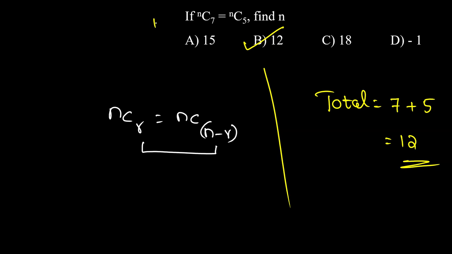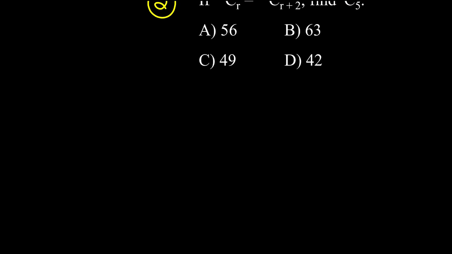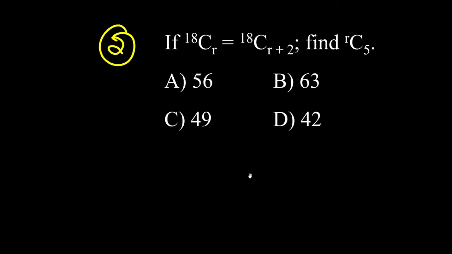Just we are applying the knowledge you learned in the basics. The introduction, how you got the formula, we discussed entirely in the previous session. Now what about this one? That basics a bit extended. 18CR equal to 18CR plus 2, find RC5.